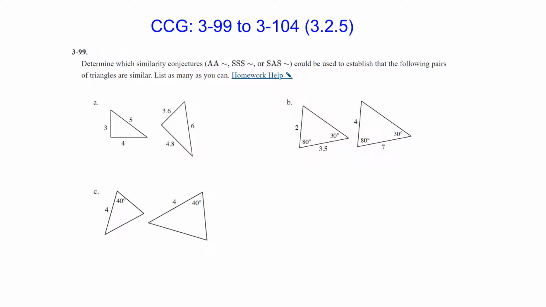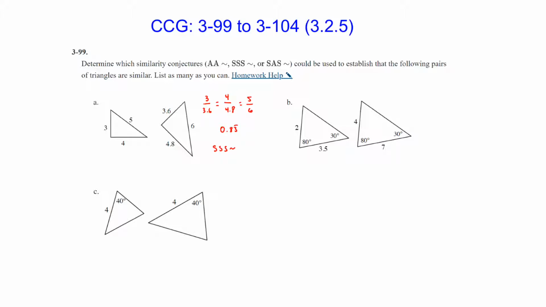Just to verify, this would be 3. I'm going to go from the triangle on the left to the right. So 3, the smallest side on the next triangle is 3.6. Should be equal to 4, that's the middle length, so that would be 4.8, is equal to 5 over 6. So if those ratios are the same, then we can say side similarity. And when you simplify all those, we get a decimal of 0.8, and then the 3 is repeating.